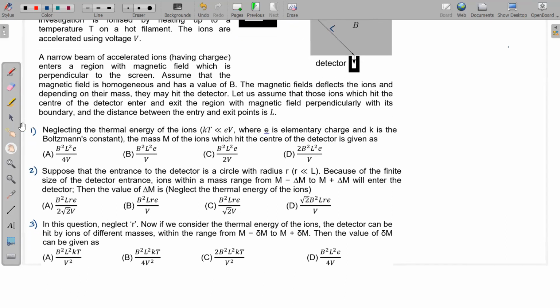In the last part it is said that now you can neglect the radius of this entrance of the detector. So in this question neglect small r, and now if we consider the thermal energy of the ions, the detector can be hit by ions of different masses within the range m minus delta m to m plus delta m. So in this case what will be the value of delta m?